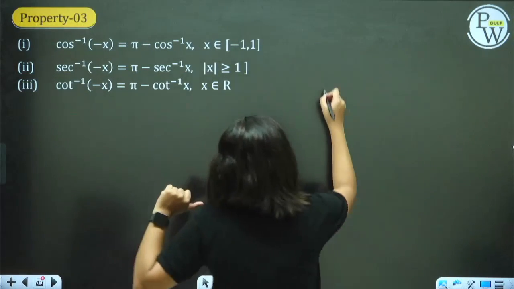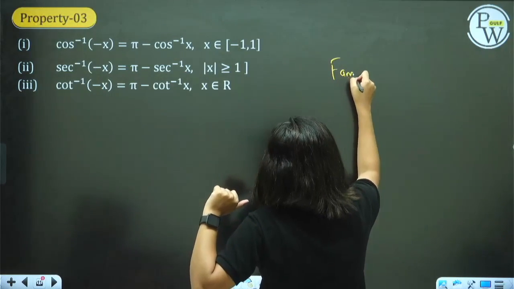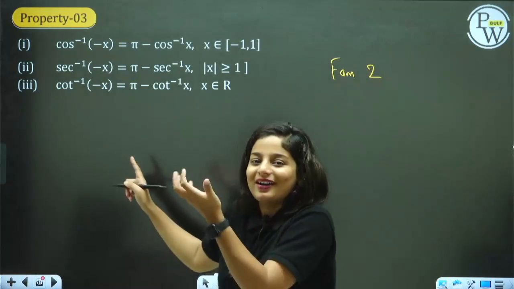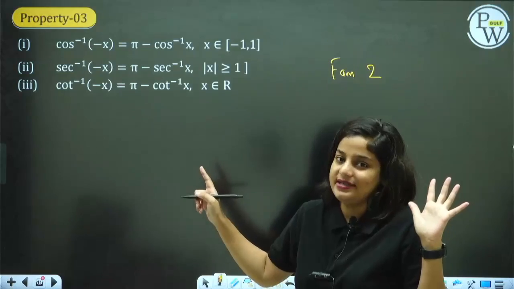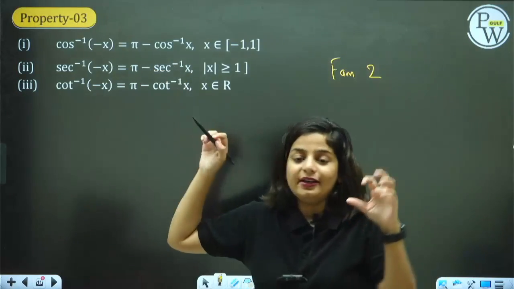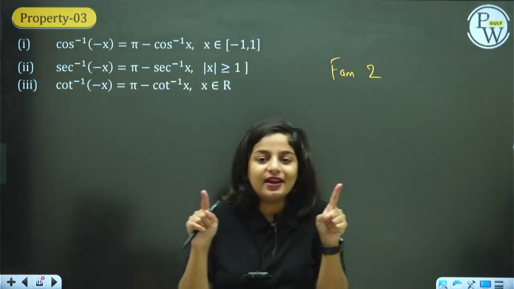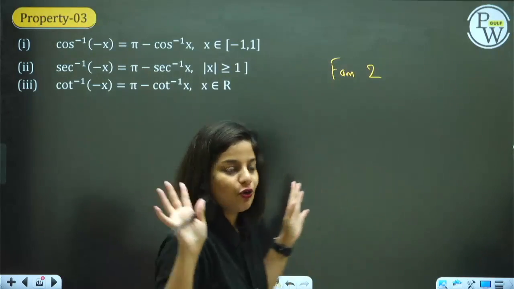Family 2, cosec cot. Whenever there is a minus sign in family 2, the minus doesn't come out easily. There's a pi. They call a pi. So minus sign in the second family, pi will be called up.